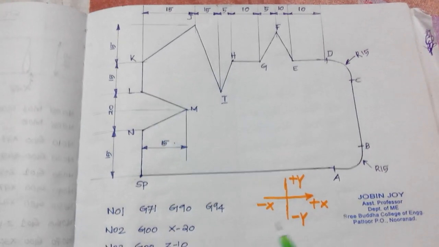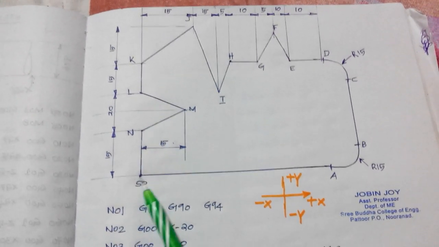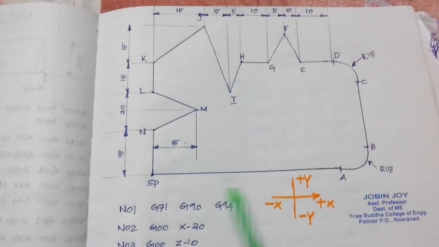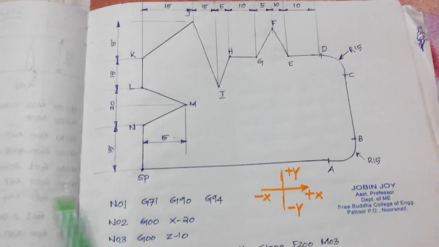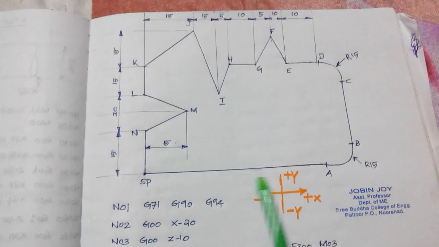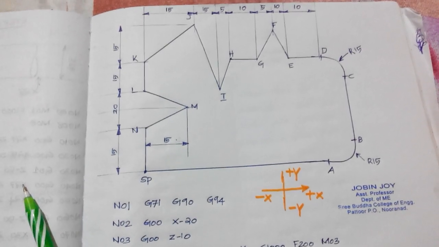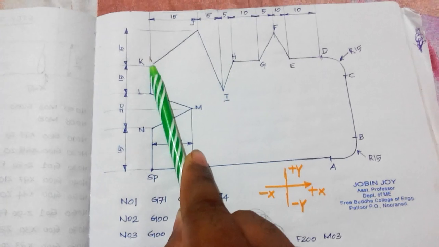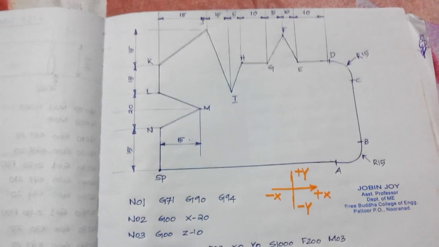First of all, the axis designation. Suppose this is the starting point, this is the origin 0 0. Then from this point, in the right direction, the tool movement is the X direction. If this is my 0 0, then this movement will be positive X and this movement will be negative X. And from this SP to this direction, this is positive Y. From this SP to the bottom portion, this is negative Y.